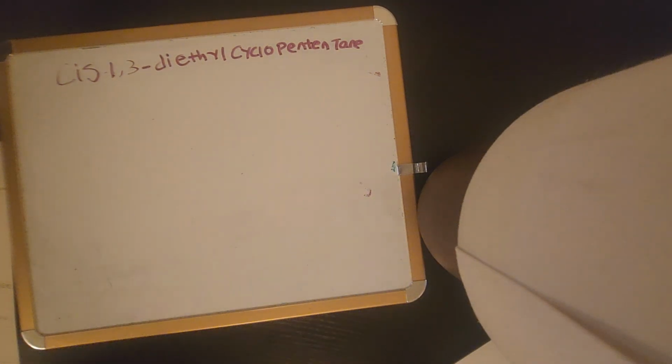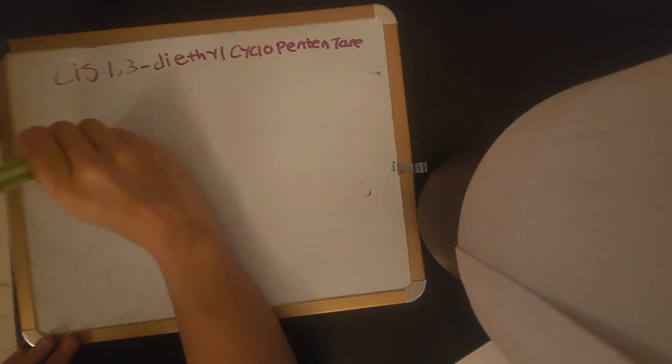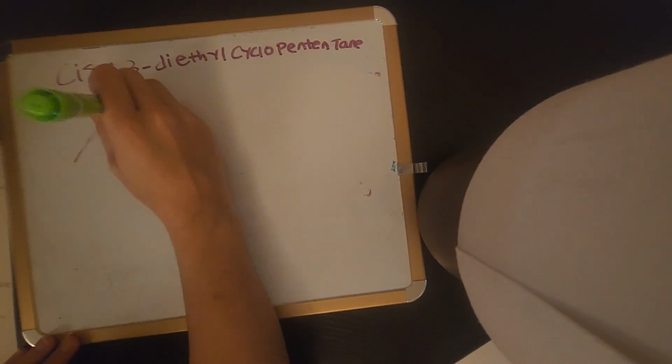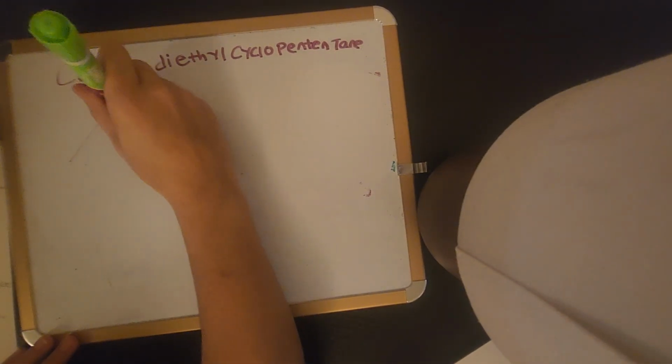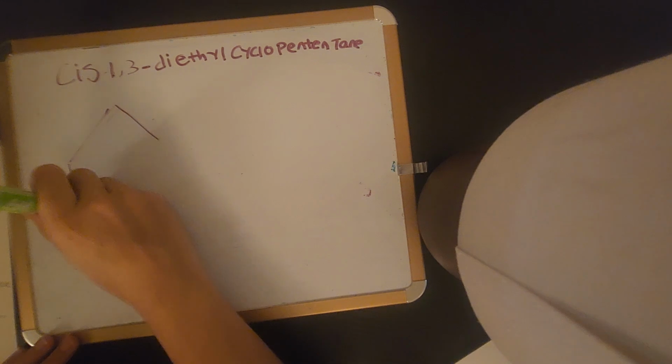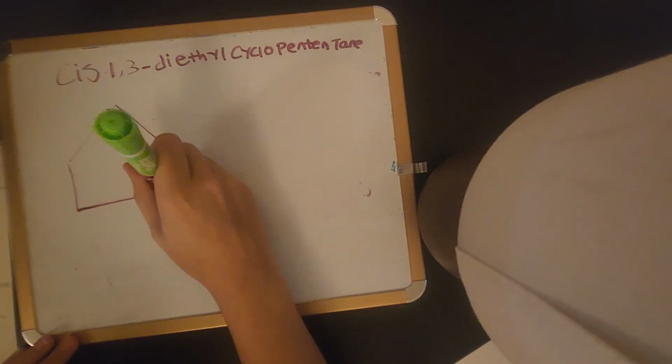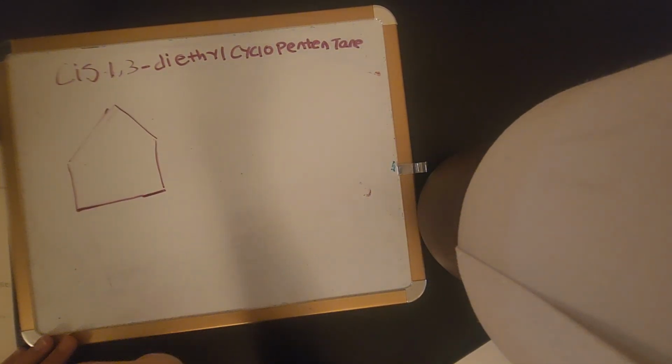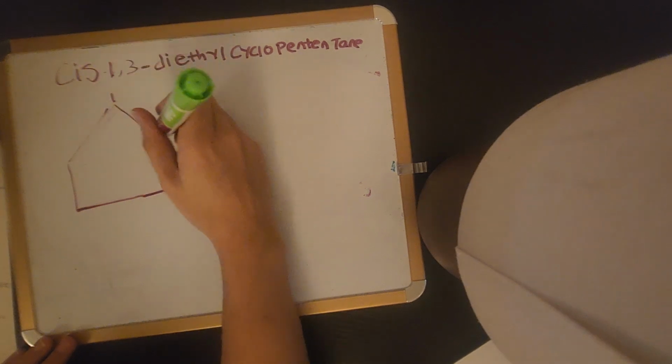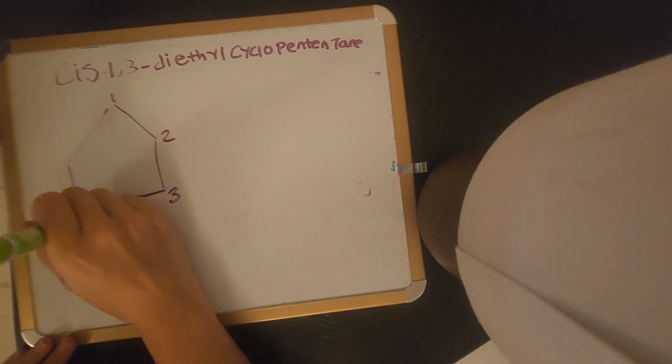Let's start with the problems we're giving. So here is cis-1,3-diethyl cyclopentane. Pentane, yes, okay. Let's draw a pentane, if it will let me. So we have a pentane. Let's number 1, 2, 3, 4, 5.